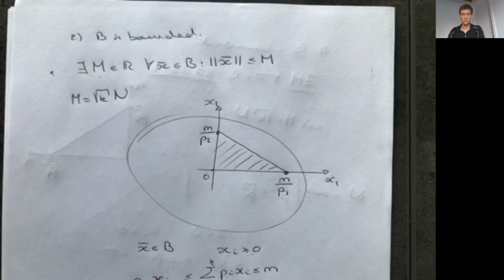So this shows that the budget set is bounded and that it's closed, so the budget set is compact. So if you have a consumer with a continuous utility function who maximizes subject to a budget constraint, then this consumer will always be able to find the best bundle, the bundle that maximizes her utility function.